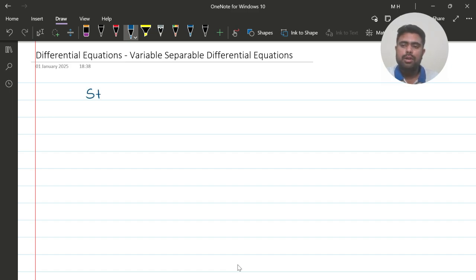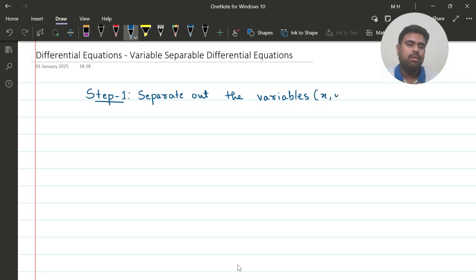So in the first step what you will do is you separate out the variables. What are the variables that we will have? X and y, along with dx and dy. Okay, mind you, this dx and dy must be there in the numerator. These two must be there in the numerator.